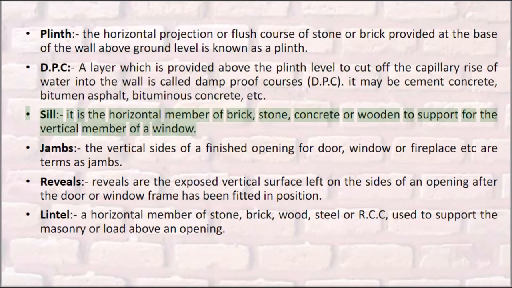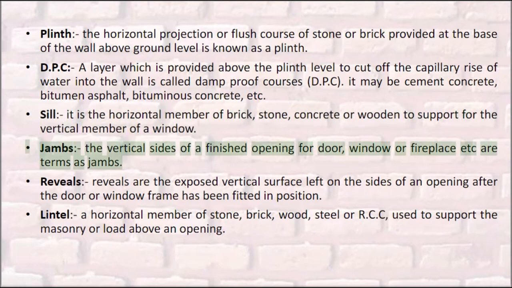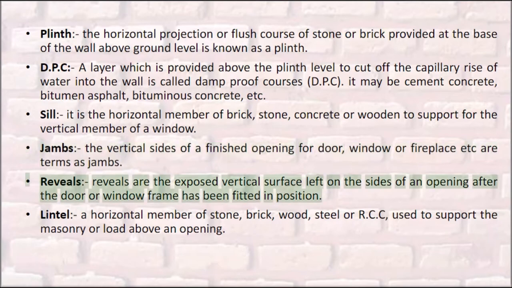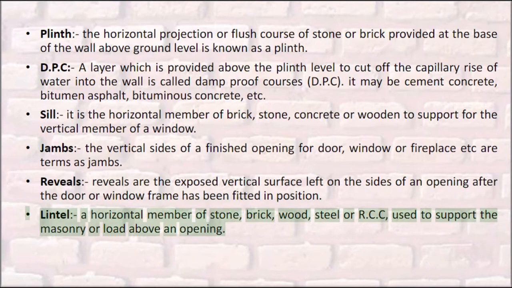Sill, it is the horizontal member of brick, stone, concrete or wood to support the vertical member of a window. Jambs, the vertical sides of a finished opening for a door, window, or fireplace etc. are termed as jambs. Reveals. Reveals are the exposed vertical surface left on the sides of an opening after the door or window frame has been fitted in position. Lintel, a horizontal member of stone, brick, wood, steel, or RCC, used to support the masonry or load above an opening.